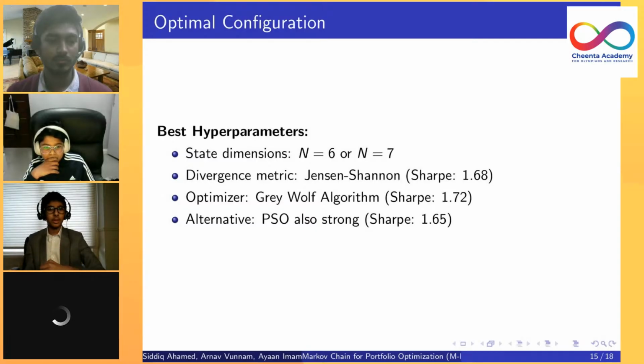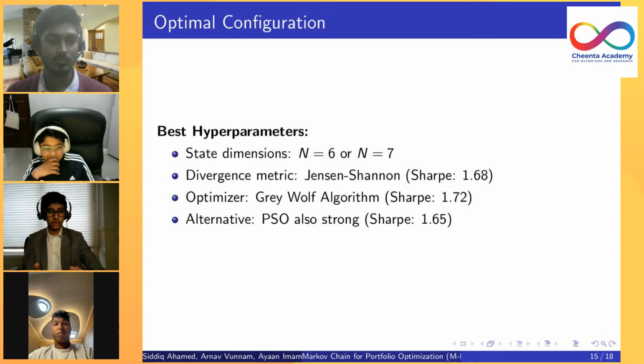So our optimal configuration was figured out with our best hyperparameters. State dimensions were n equals 6 or n equals 7. We didn't want n equals 4 since it would be too simple, and n equals 10 since it would be too complex and granular. Our divergence metric was Jensen-Shannon since it was very symmetric. That was its main good point. Our optimizer was the Grey Wolf algorithm. PSO was a very close one. It had a Sharpe of 1.65, while the Grey Wolf algorithm had 1.72. The Grey Wolf algorithm works in a similar method to PSO. Next slide, please.